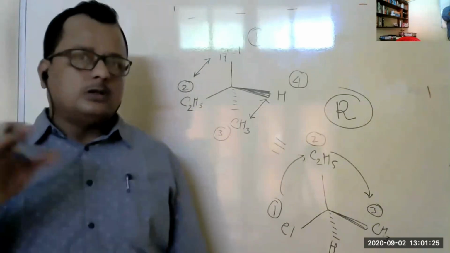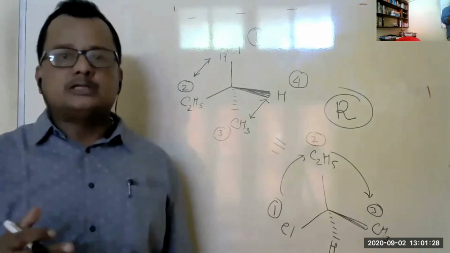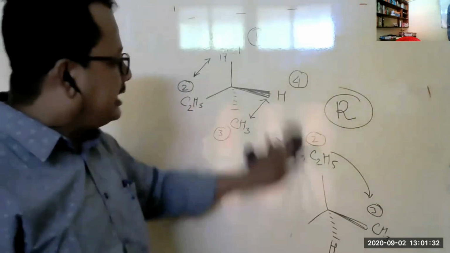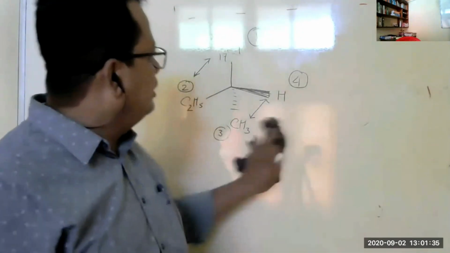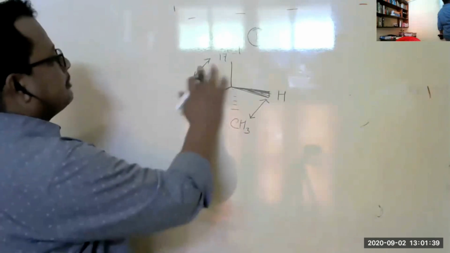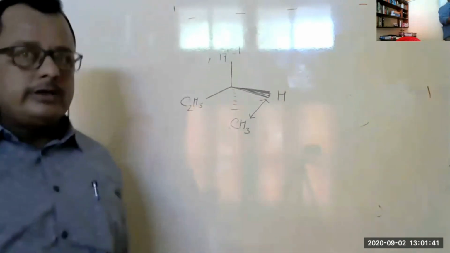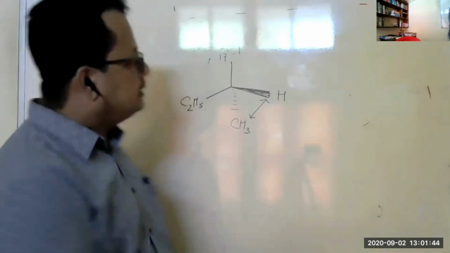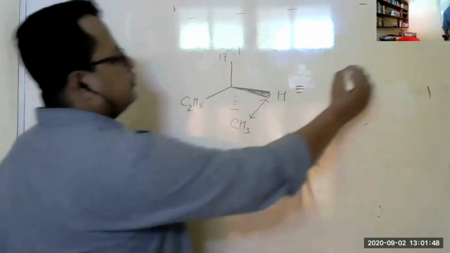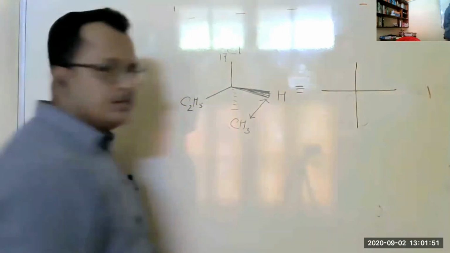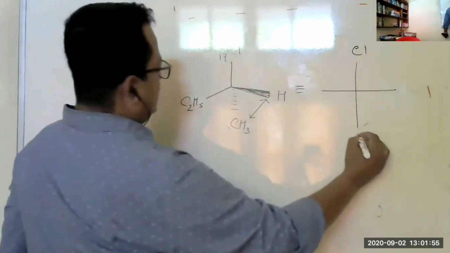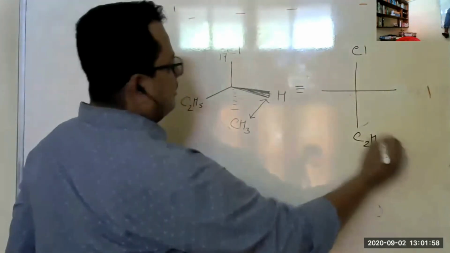Then we can also convert it into a Fischer projection and assign the configuration. So how will you assign the Fischer configuration? Look at this model. I will draw the Fischer projection. I will teach you how you can convert it into a Fischer projection. In the Fischer projection, the line bonds will be vertical. This is the Fischer projection. The line bonds will be vertical. So here will be chlorine and here will be C2H5.